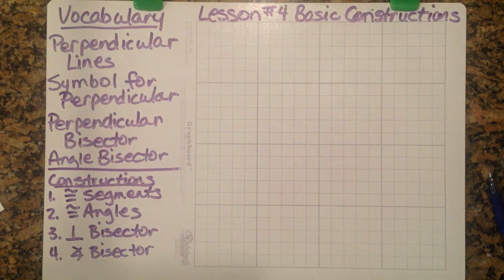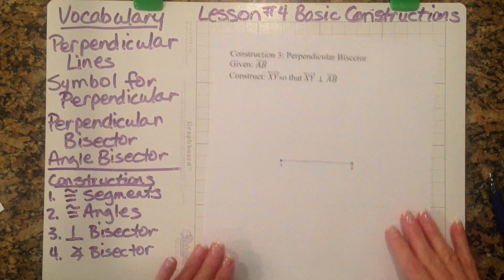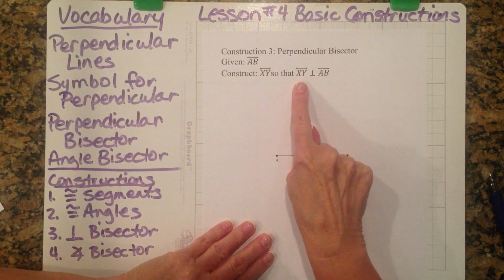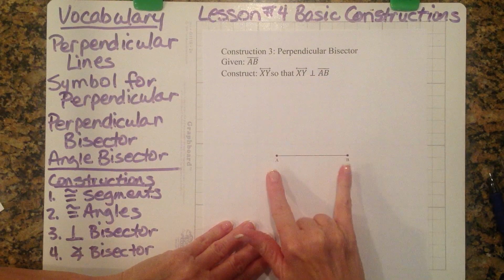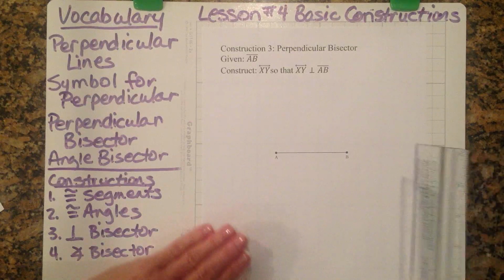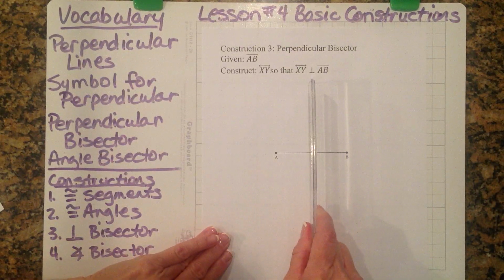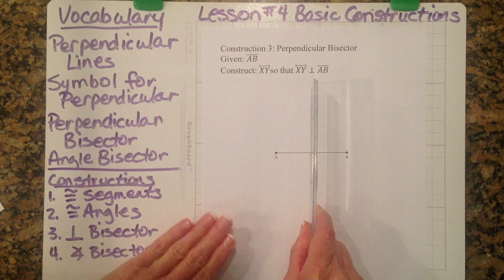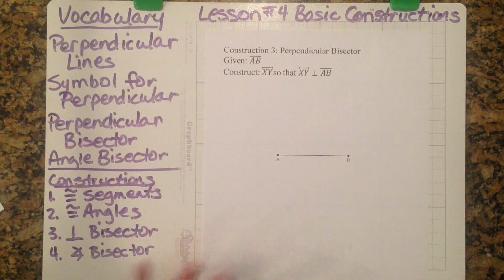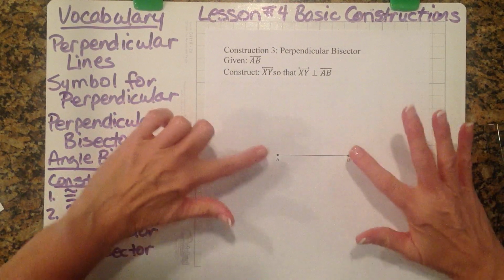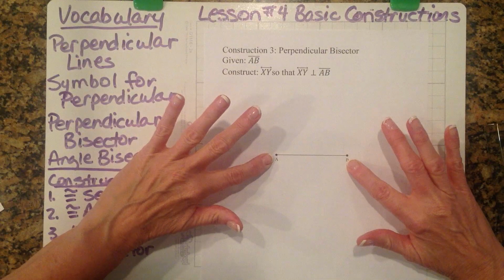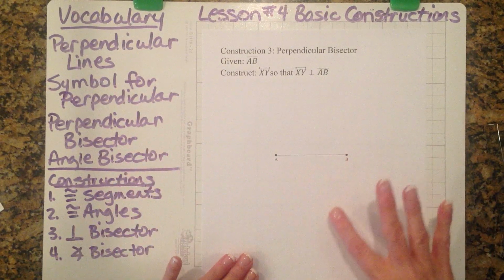Number 3, this is a perpendicular bisector. So what we're going to build is line XY so that XY is perpendicular to AB. So I'm given AB right here, and what I'm going to do is draw line XY. And line XY is going to be a line going right through there in the middle. And I'm going to do it very accurately with my compass and my ruler. I'm just not going to guess and then just draw a line through there. That's not the way we do constructions. So, I'm going to build this perpendicular bisector right on top of AB. I don't need to redraw it or anything.